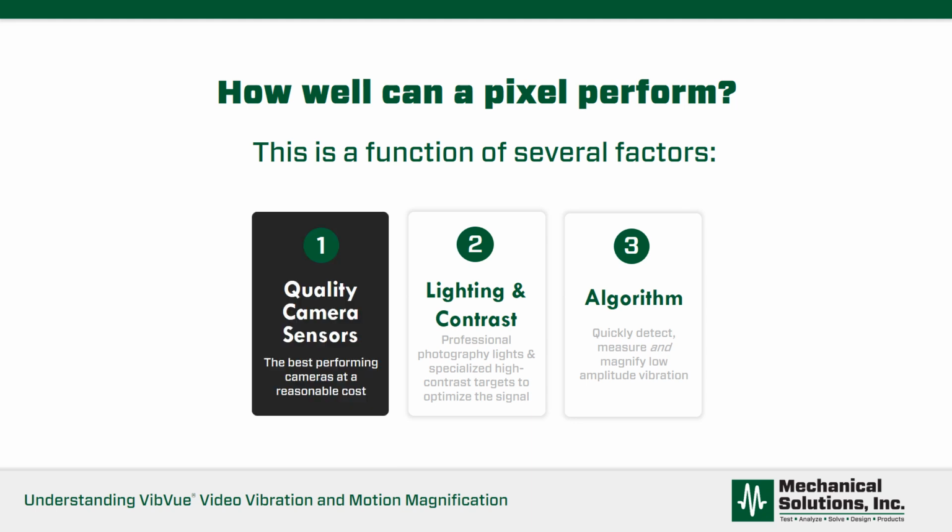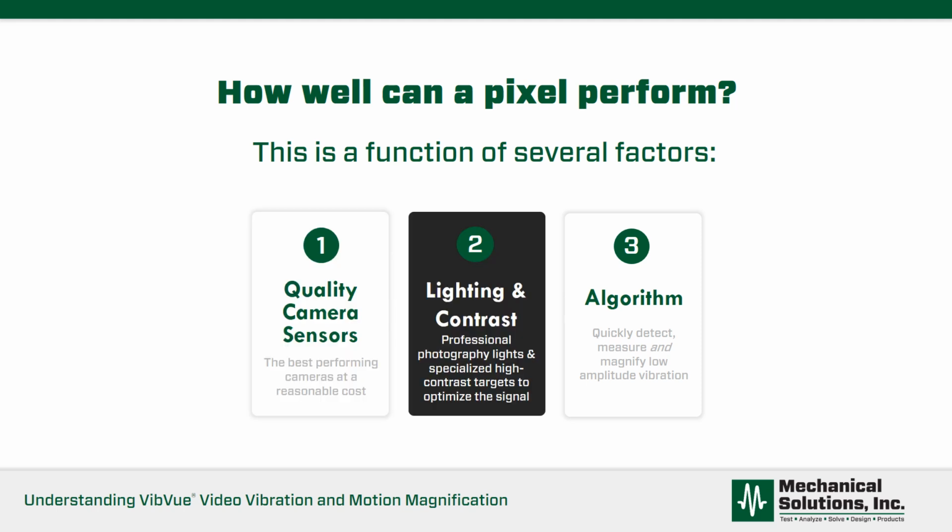1. The quality of the camera sensor. A noisy sensor creates a high noise floor for the signal and makes it difficult to detect low levels of vibration amidst that noise. That's why we chose the best performing cameras at a reasonable cost for our VibVue and VibVue high frequency cameras.